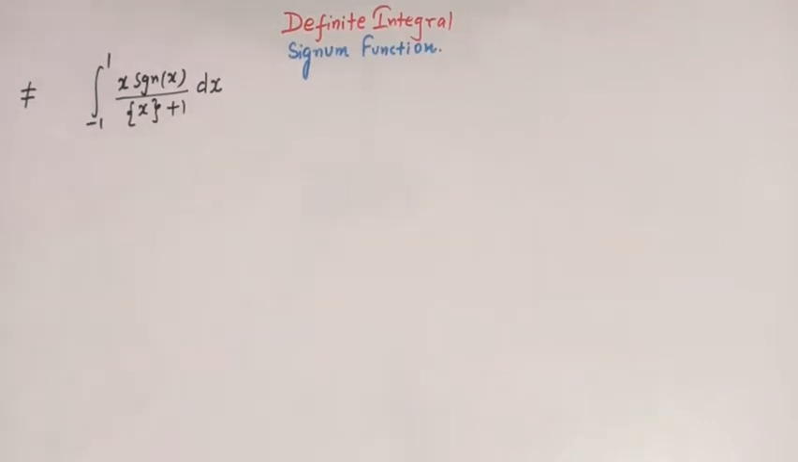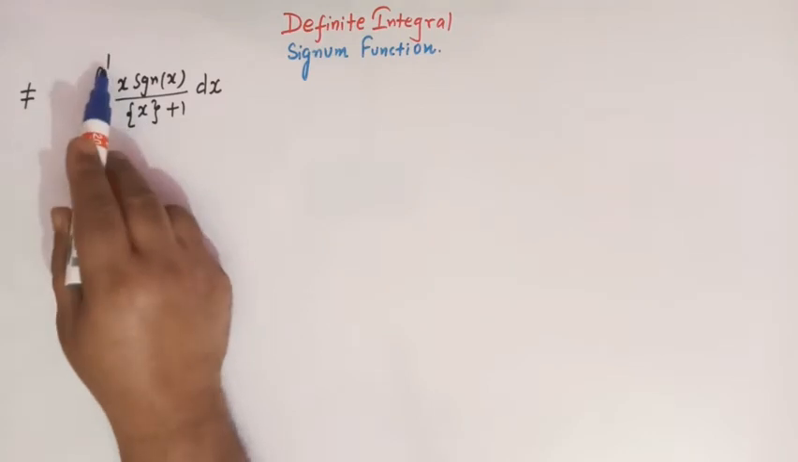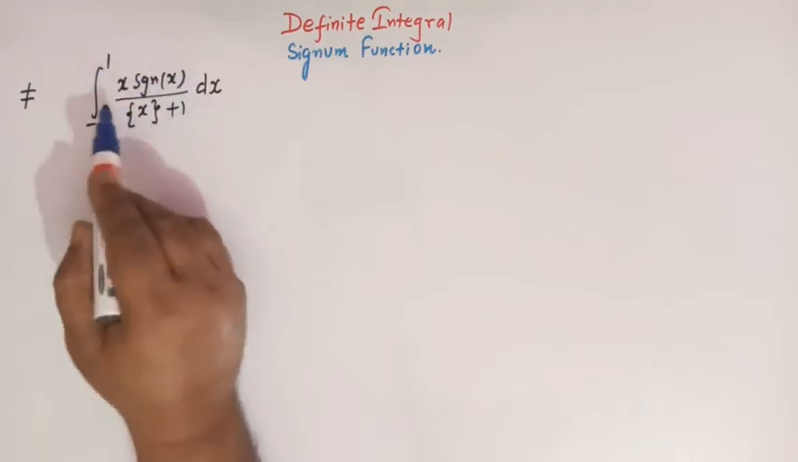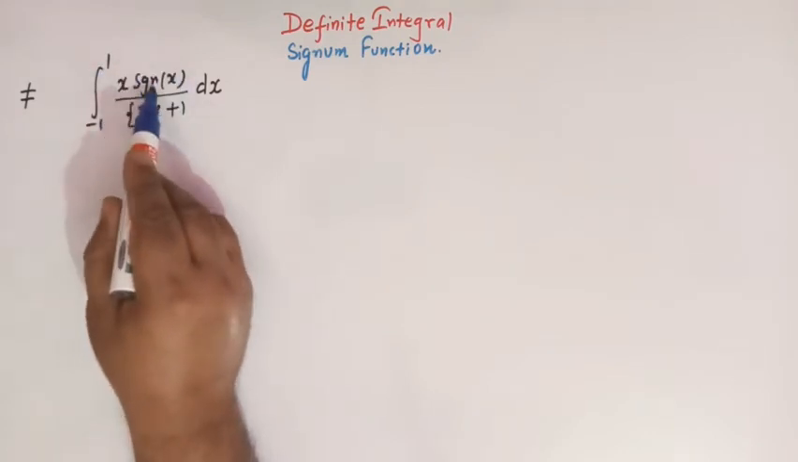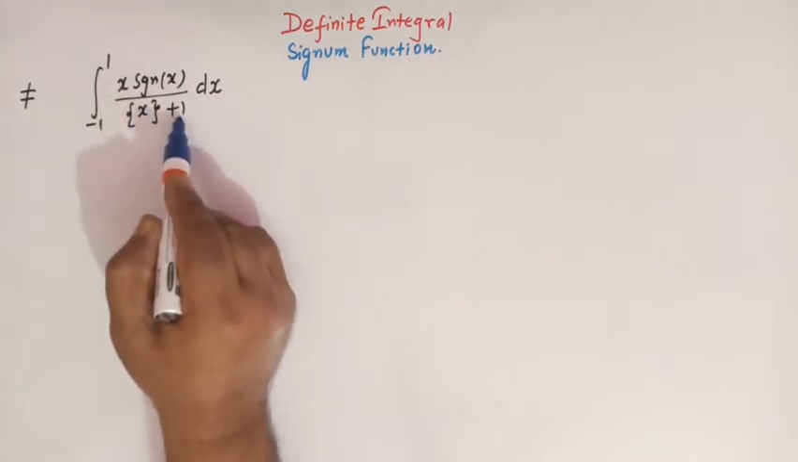Hello viewers, in today's class we are going to discuss yet another important and conceptual problem from definite integrals involving the signum function and the fractional part function, right? So here we have to find the value of this definite integral from -1 to 1, and the integrand is x signum of x divided by the fractional part of x plus 1, right?